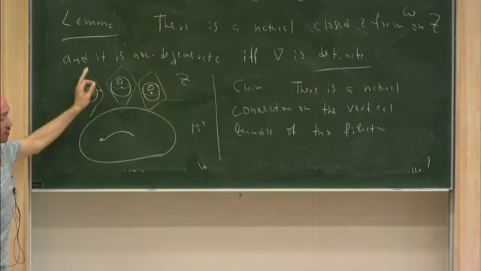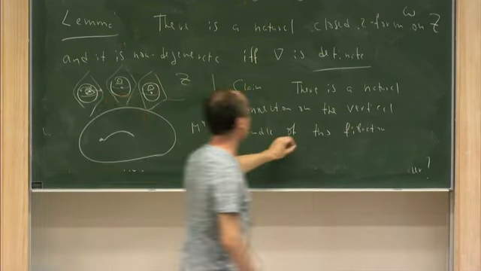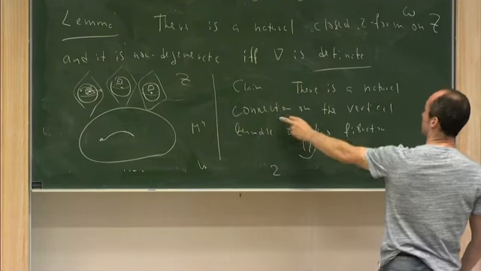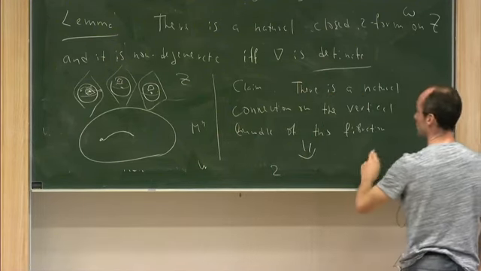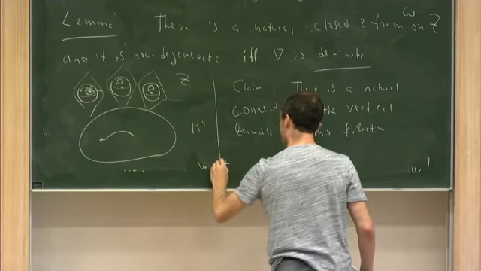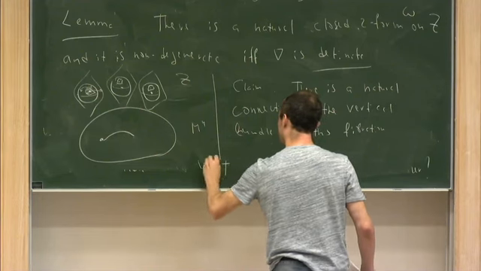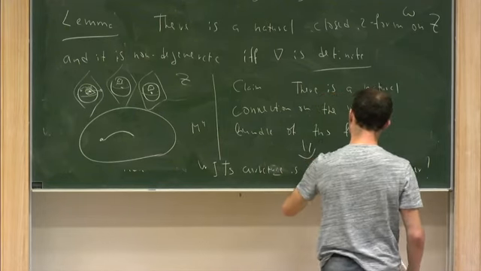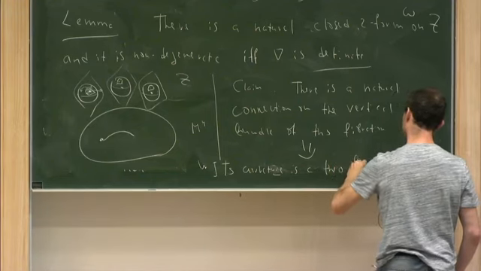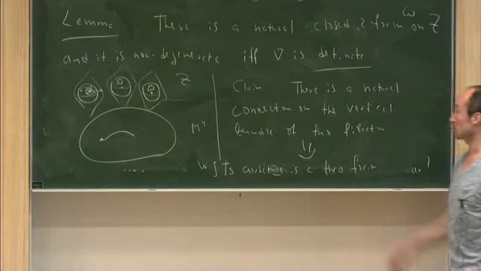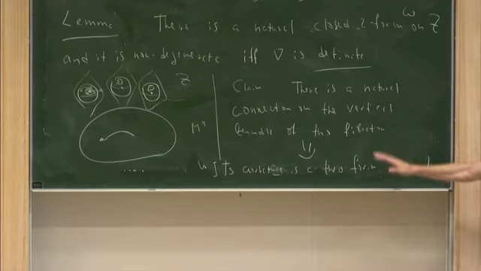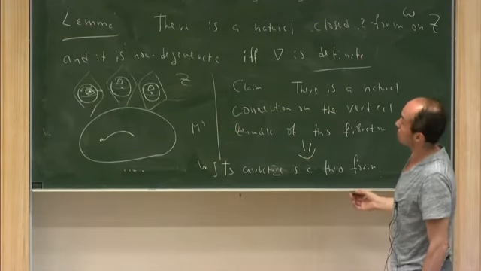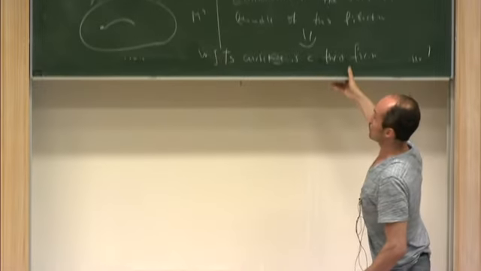And whenever you have a connection on a rank 2 bundle, from this you get a two-form. So there is a connection on the vertical bundle of this fibration, and its curvature is a two-form. It turns out that this two-form is closed, and it is symplectic if and only if the connection is definite.